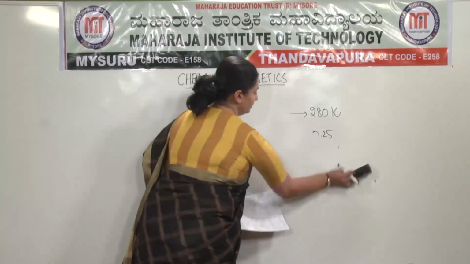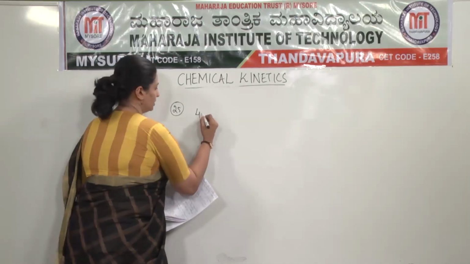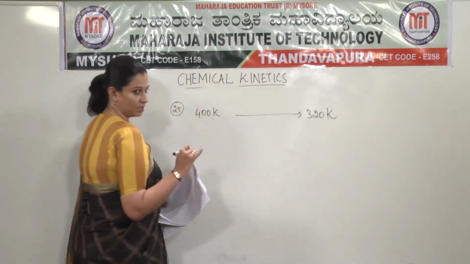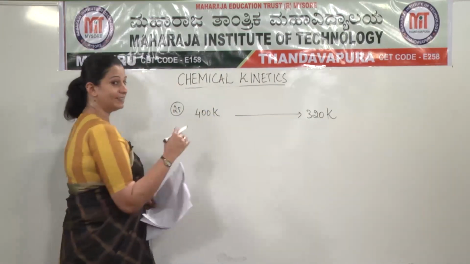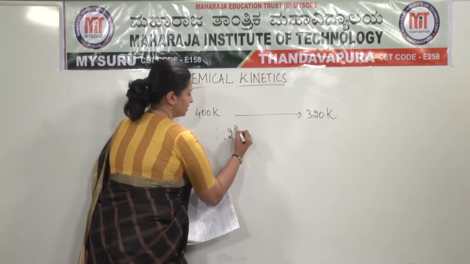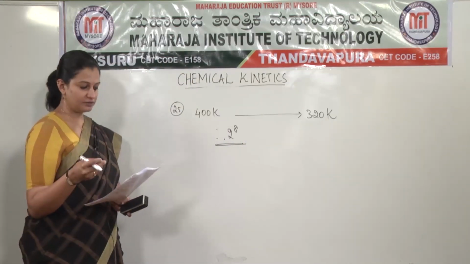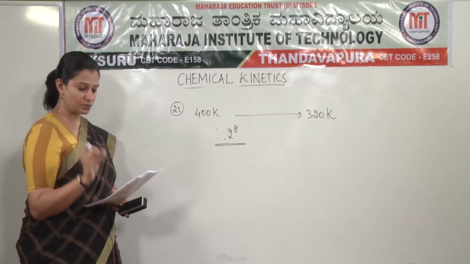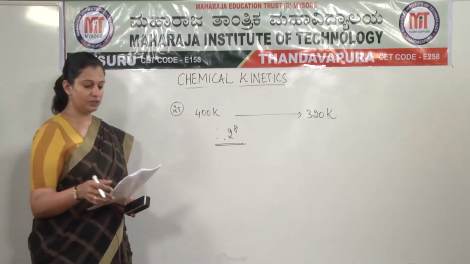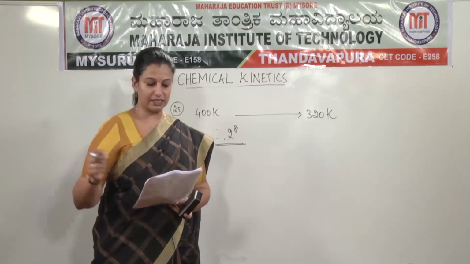So, question number 25. We have started from 400 Kelvin to 320 Kelvin. Which means there were how many 10 degree decreases? There were 8 ten-degree decreases. Therefore, the rate of the reaction will decrease 2 to the power 8 times. So, how much will the rate decrease if we decrease the temperature from 400 to 320? Remember, from 400 to 320, 8 ten-degree steps are decreased. Therefore, we can take it as 2 to the power 8. So, option C.